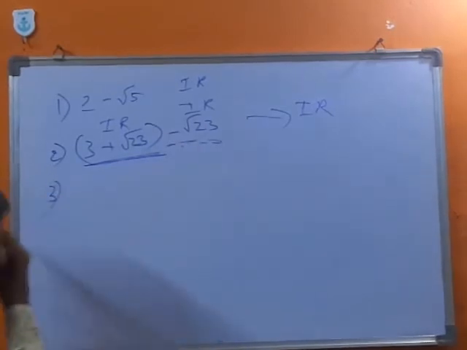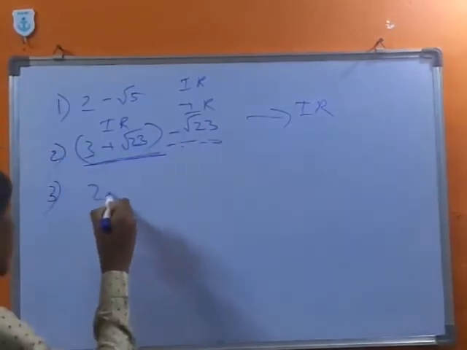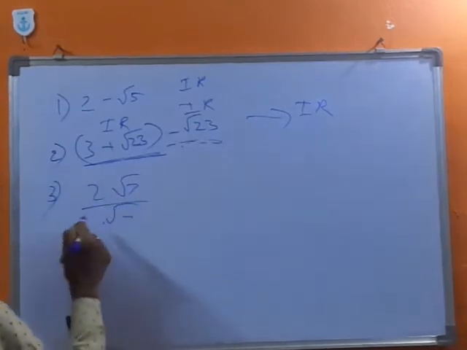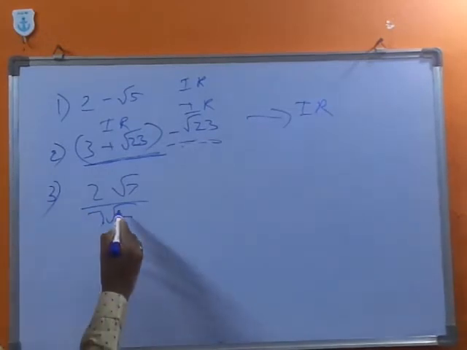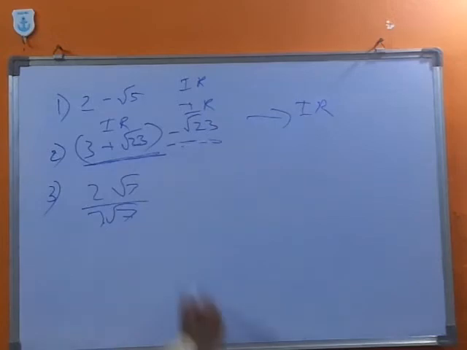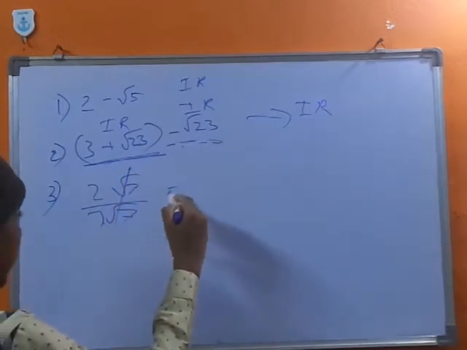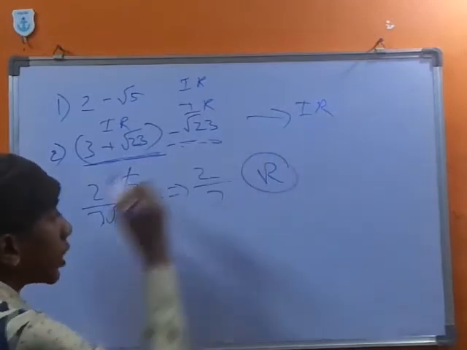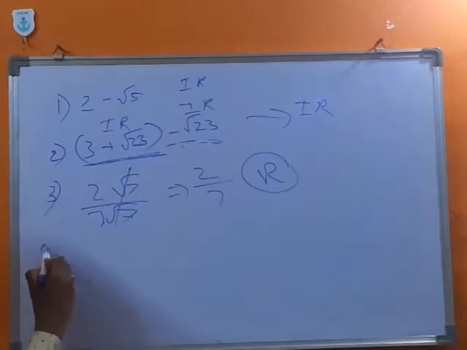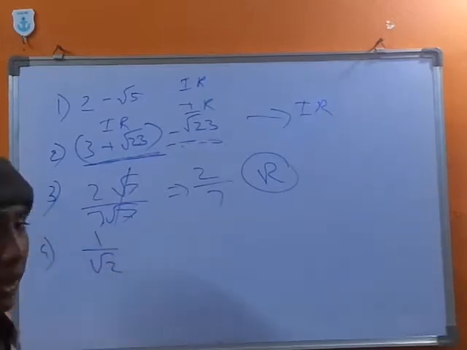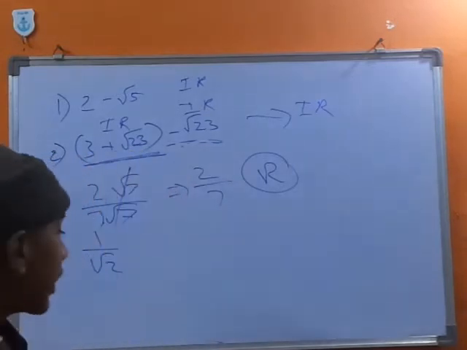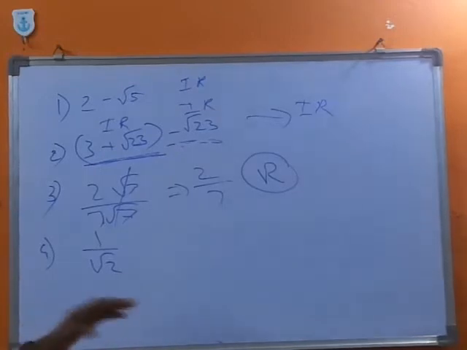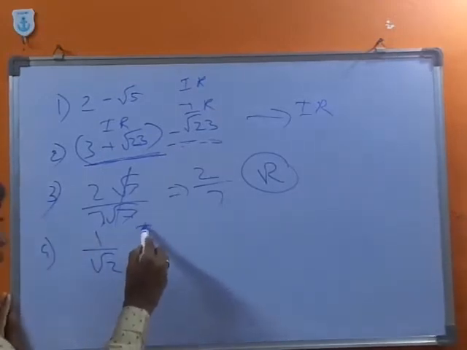So, the third one, 2 root 7 by 7 root 7. Sorry, 7 root 7. This root 7 gets cancelled and it becomes 2 by 7, which is rational. Simple. And this one, 1 by root 2. I have already told you that in some cases division of an irrational with a rational gives a rational, but sometimes it doesn't. In this case, it doesn't. So it is irrational.